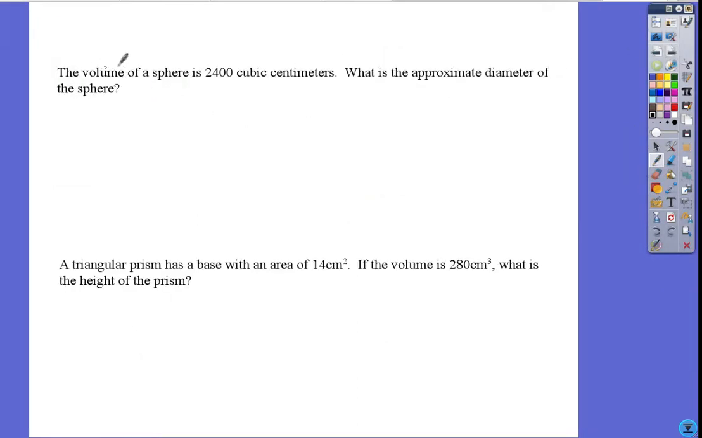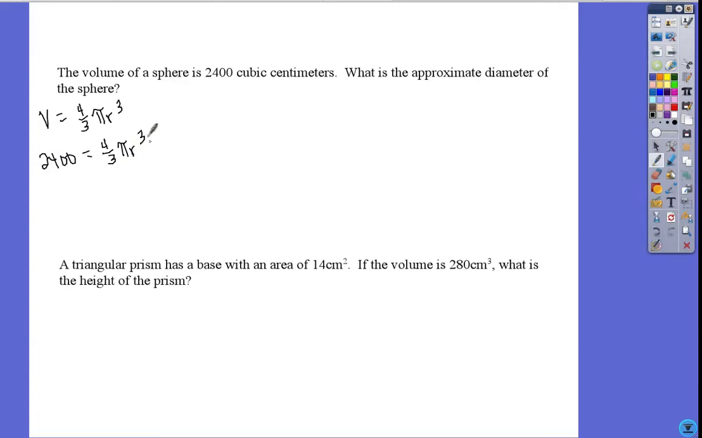So here we are given the volume of a sphere is 2,400 cubic centimeters. What is the approximate diameter of the sphere? First I need to start with my volume formula, which is 4/3 pi r to the third. We plug in what we know. 2,400 is 4/3 pi r to the third.